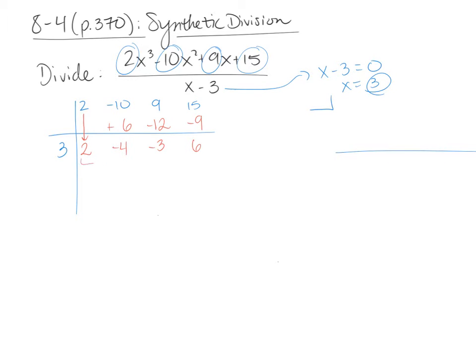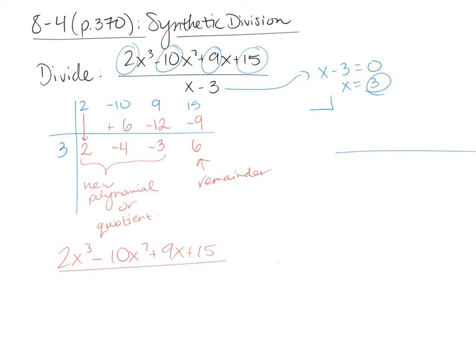So the first 3 digits are our answer. 2x cubed minus 10x squared plus 9x plus 15 divided by x minus 3 is going to be equal to 2x squared minus 4x minus 3 with a remainder of 6. So then we're going to add 6 divided by our binomial x minus 3, just like we did in the previous lesson.